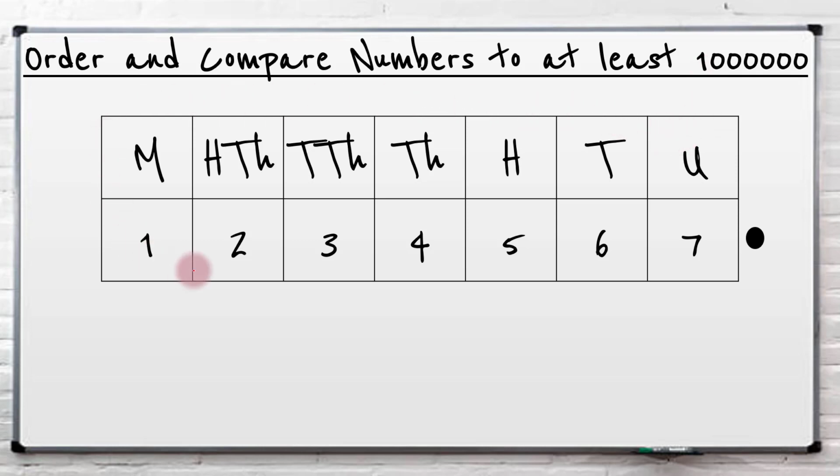In this video, we're going to order and compare numbers to at least 1 million. Now, the first thing that you always have to be able to do, if you're ordering and comparing numbers, is understand your place value and what each digit is worth. If there's a decimal point, beside the decimal point is the unit. If there is no decimal point, the first digit on the right is always the units. Then beside that, you've got the tens, then the hundreds, then the thousands, then the tens of thousands, then the hundreds of thousands, and then the millions on the end.